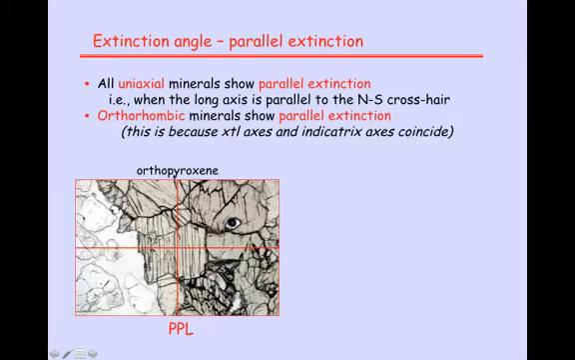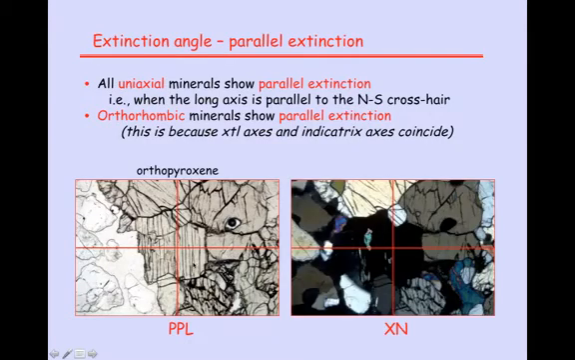So here's an example, orthopyroxene. The long axis, we can see it's not a long crystal, but we see these cleavage planes that denote the long axis. Those are parallel to the north-south crosshair right there, and this is in PPL. We cross the polars, put in that upper polarizer, and you see that that same grain, when it's oriented north-south, is extinct. It shows parallel extinction.